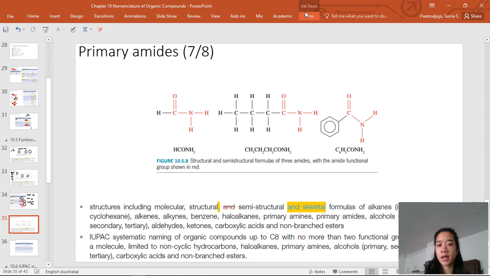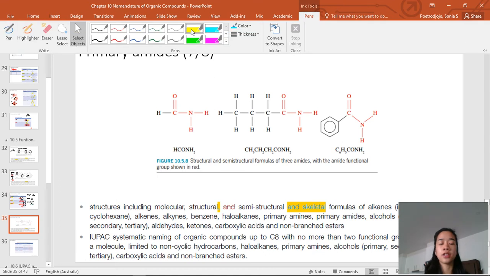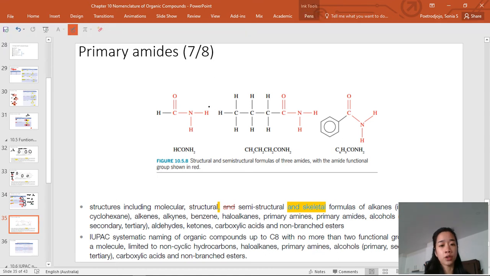Okay, next one is primary amides. So again, you only need to know how to draw them. You don't have to know how to name them. And primary amides, primary means that it's going to be on the terminal carbon. So again, it's always at the end.